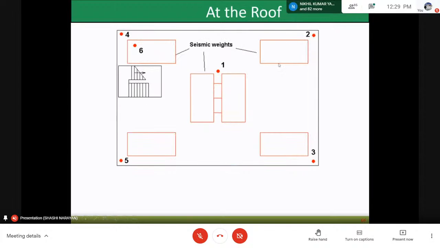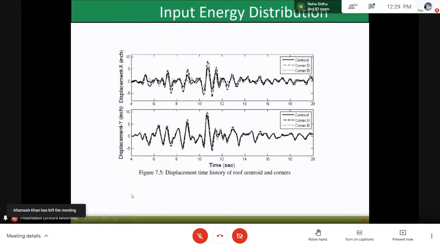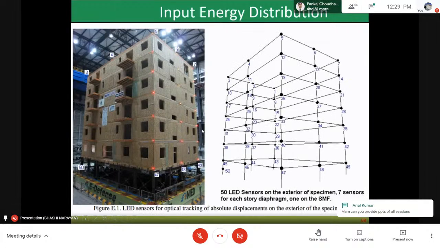Seismic weights, which I have told you about, have been kept extra on each level. This is the input energy distribution that has been taken into account for X. The input, that is the displacements of the different sections, has been taken into account for the shake table test. These are the locations of the LVDTs.